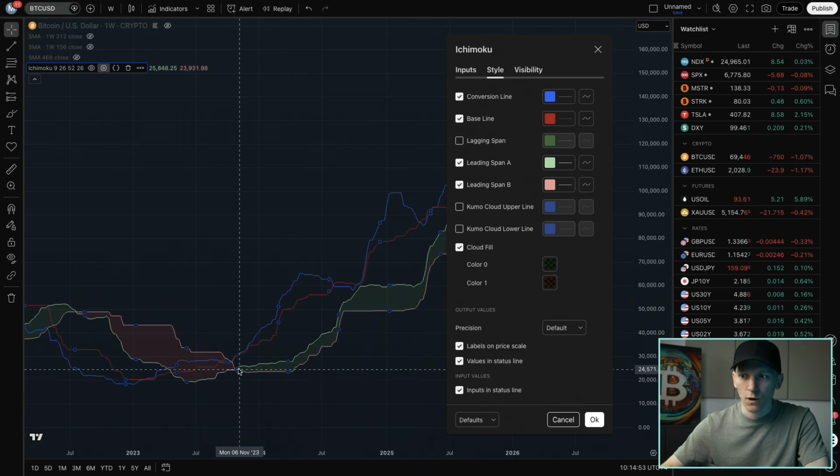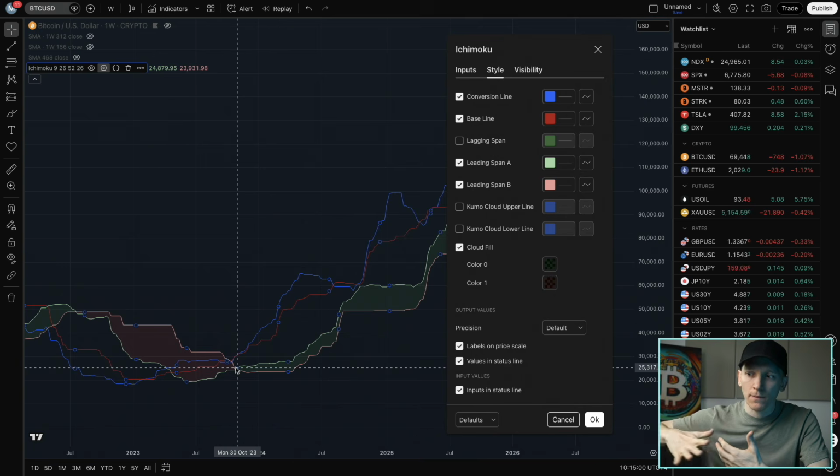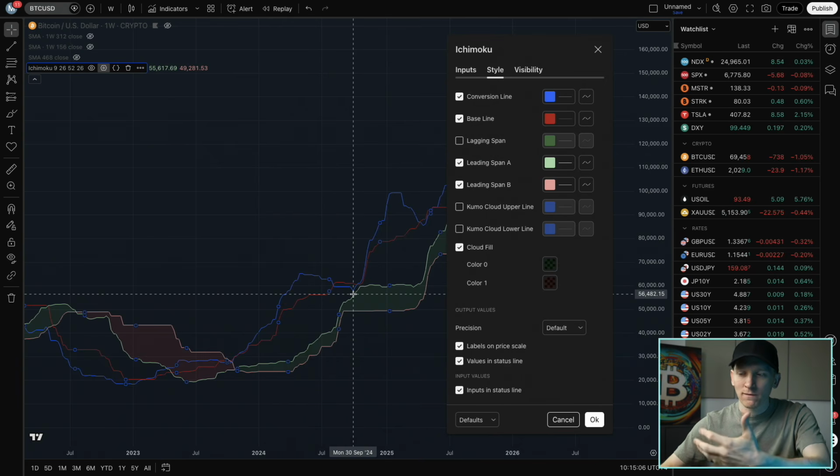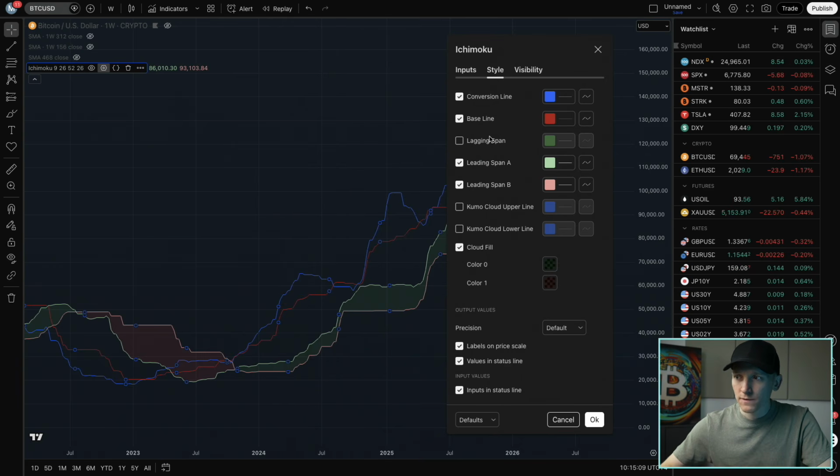And of course you get a crossover here, which is very clearly showing that the lower time frame is starting to actually pick up and get bullish again, because you've got that crossover here, and that's actually getting bigger and bigger as the cloud expands. Now, you can also use the lagging span, which is in green here.